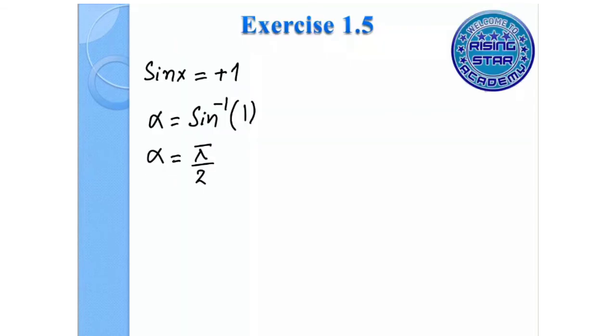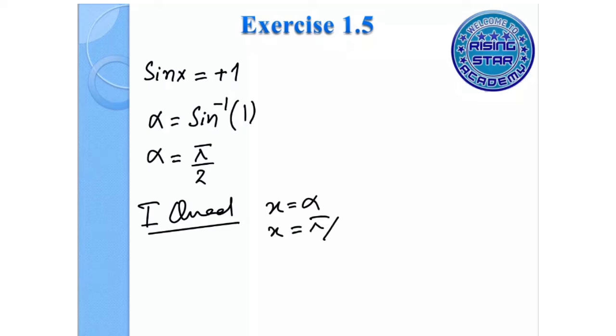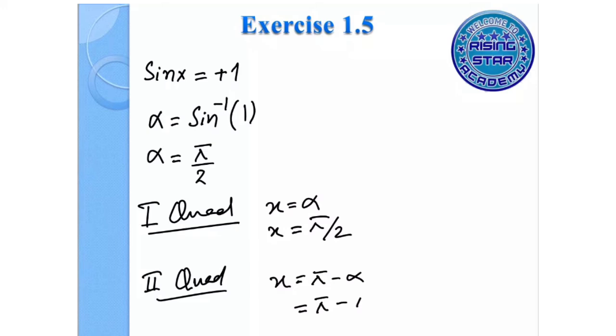So now for the first quadrant we will write x = alpha. That means x would be equal to pi by 2, and for the second quadrant we will write x = pi − alpha. So that will be pi − pi by 2. Again that would become pi by 2.